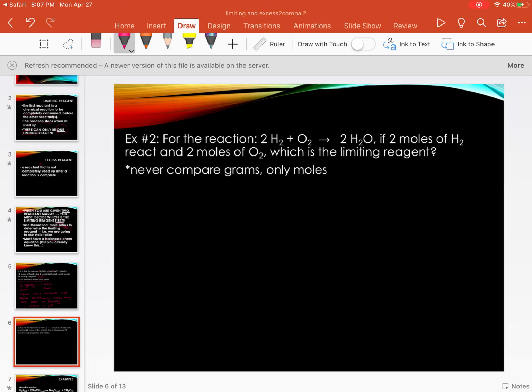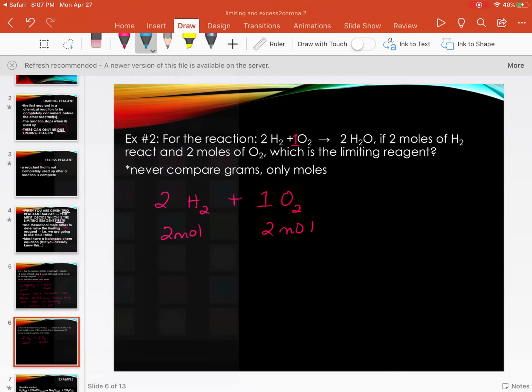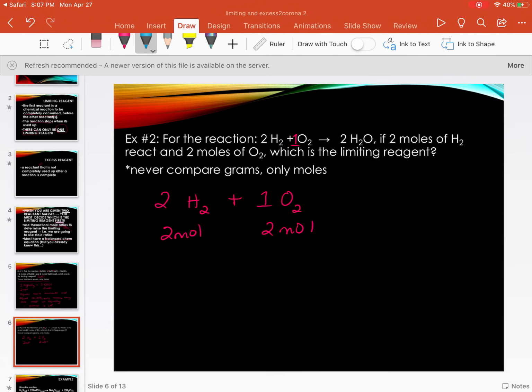Okay, so let's look at another simple example. 2 hydrogens and 1 oxygen make 2 waters. So again, write that one in if you want, to make 2 waters. So now we have 2 moles of hydrogen and 2 moles of oxygen reacting. But here's a problem, because now the coefficients are not the same. So that means that you can't compare these directly. We have to do a little bit more math, or we have to look at the ratio.